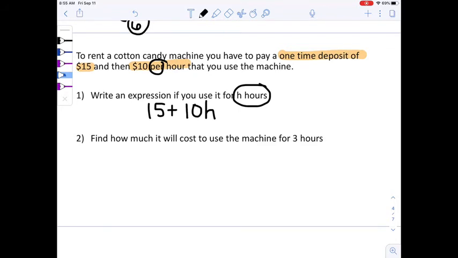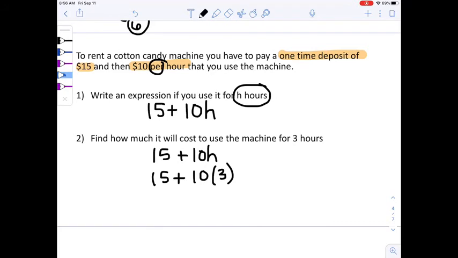Then it says, find how much it will cost to use the machine for 3 hours. So I'm going to rewrite my equation, 15 plus 10H. So I'm going to have to pay that $15 as the one-time deposit. And then I'm going to plug 3 in for H because we're using the machine for 3 hours. So 15 plus 10 times 3.